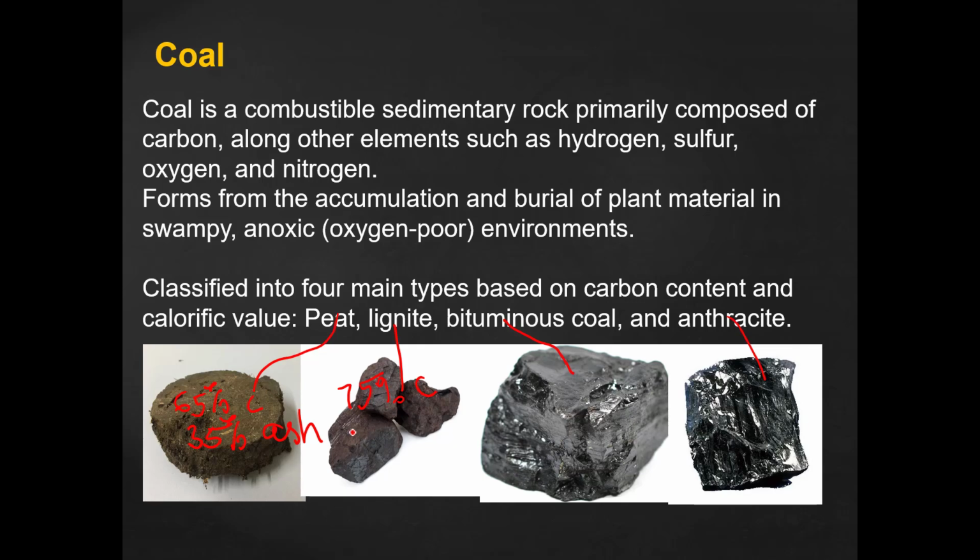75% carbon, 25% ash. The bituminous coal, which is the most common in the Appalachians, so every coal burning power plant burns the bituminous coal, it's 85% carbon and only 15% ash. And if you have high enough heat and pressure, it's going to metamorphose. Basically, the anthracite is a metamorphosed coal and it has 95% carbon and just 5% ash.